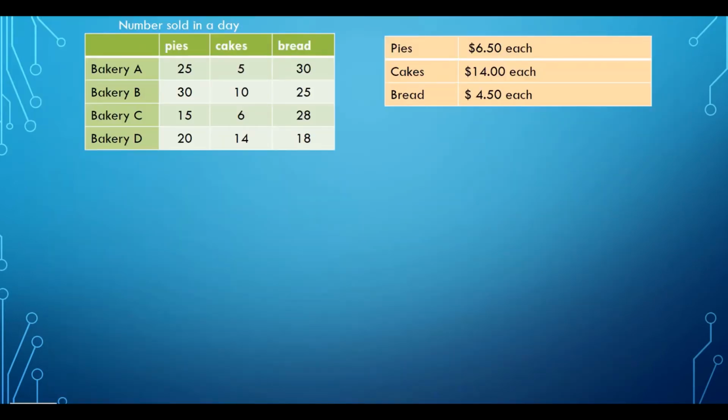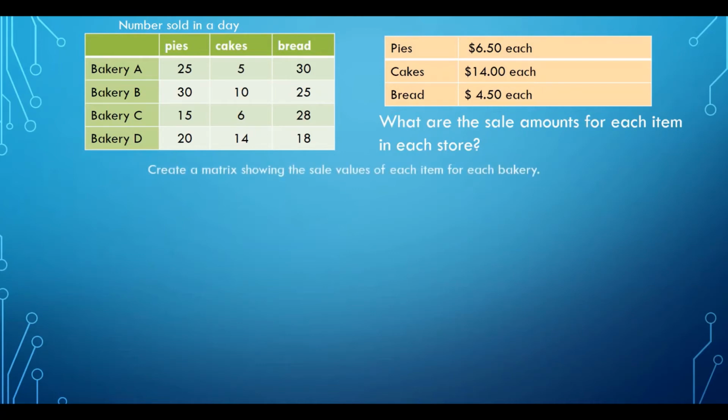This next example also looks at sales of bakery goods of pies, cakes and breads, but this time it's for 4 different bakeries, bakery A, B, C and D. The question in this one is a little bit different though. It's asking what are the sale amounts for each item in each store. So we're not asking for total sales, we're asking for the value of sales of pies for bakery A, of cakes for bakery A, bread for bakery A, pies for bakery B, and so on. Basically, I'm going to create a matrix to show the sale value of each item for each bakery.